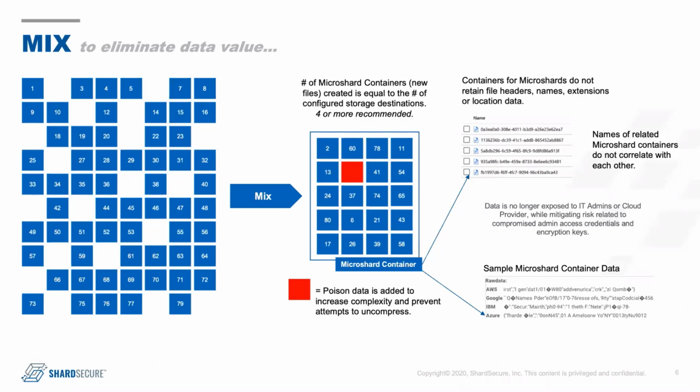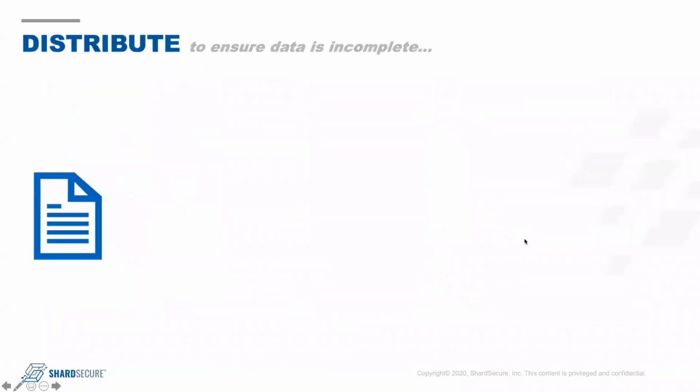And mathematically, this is actually harder to reassemble than AES 256. So there's really just not enough compute and time left in the world to try to brute force this. So the first step was to shred it. The second step was to mix it. And the third step is to distribute that data to the storage locations.